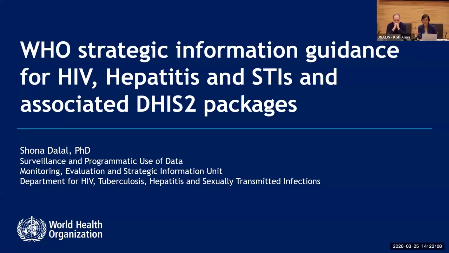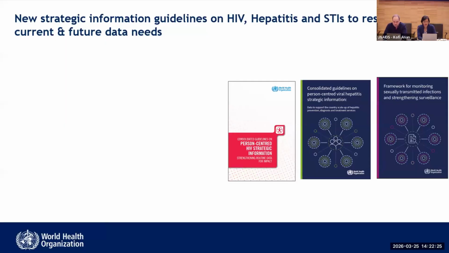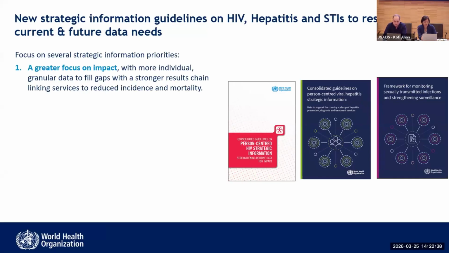Thank you, Babis, and good afternoon, good morning, colleagues, wherever you are. So today you've heard the details about TB, and I'll cover some of those for HIV, hepatitis, and STIs. The process, as you can imagine, is quite similar. So we have new strategic information guidelines on HIV, hepatitis, and STIs that are responding to current and future data needs. These are shown here on the right. And they focus on several strategic information priorities.